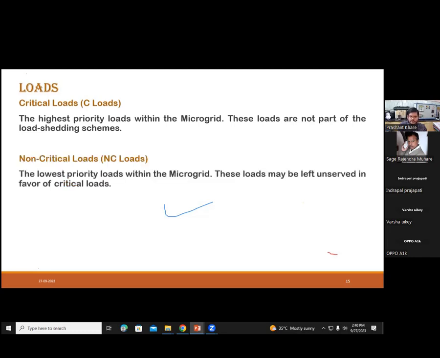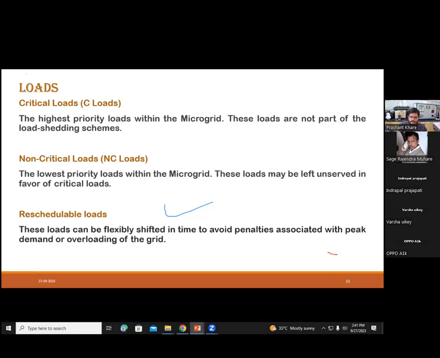Then non-critical means lowest priority load within the microgrid. These loads may be left unserved in favor of critical load. Means if you are not generating enough power, then you can curtail these type of loads. And another important thing is reschedulable load.